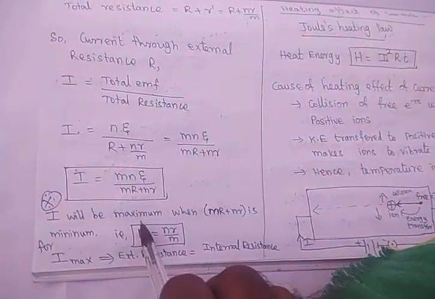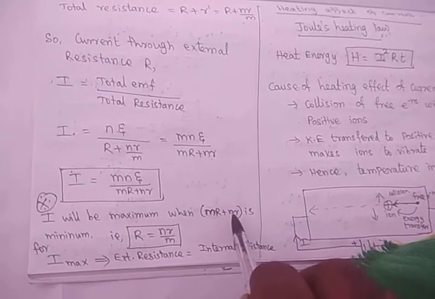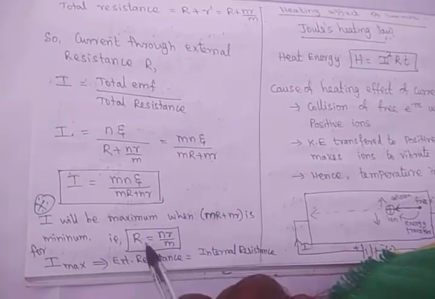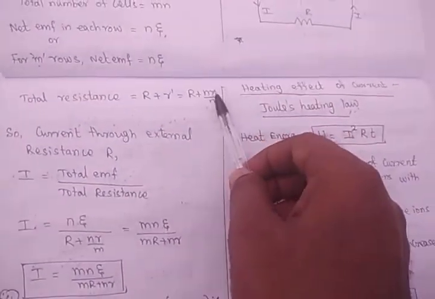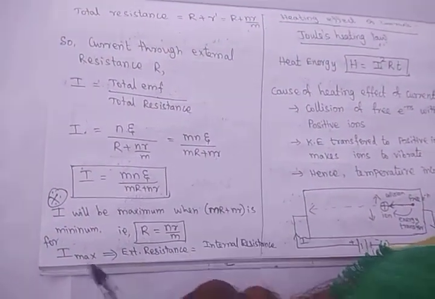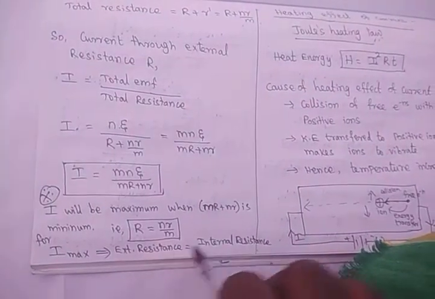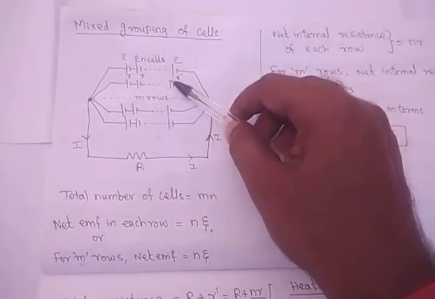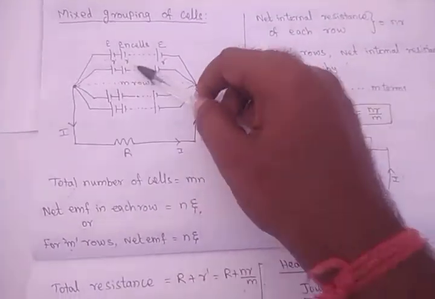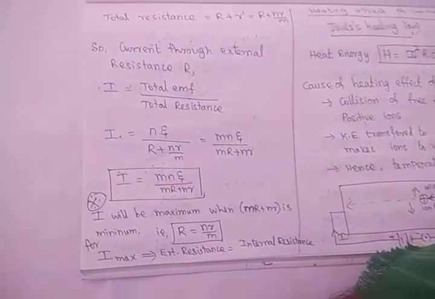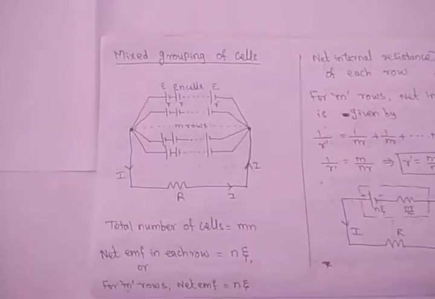What is the condition for the current to be maximum? When mR plus nr is minimum, that is, when R equals nr by m. When the external resistance and internal resistance are equal, we get the minimum value of the denominator, so our current will be maximum. In this combination, if the internal resistance of all the cells and the external resistance are equal, the current will be maximum. Note down these conditions, students, from the 1 mark point of view. This question is very important for exams.